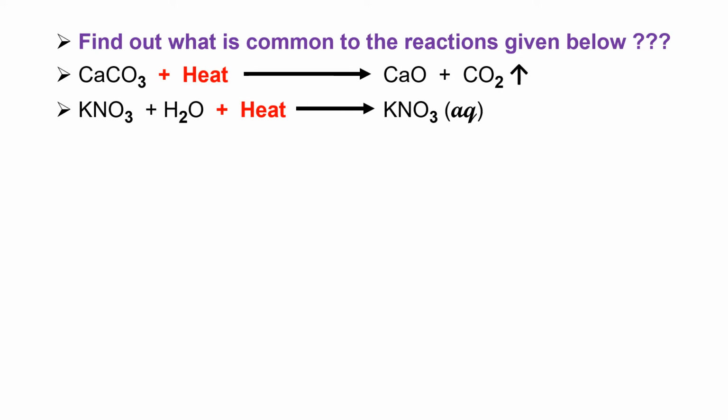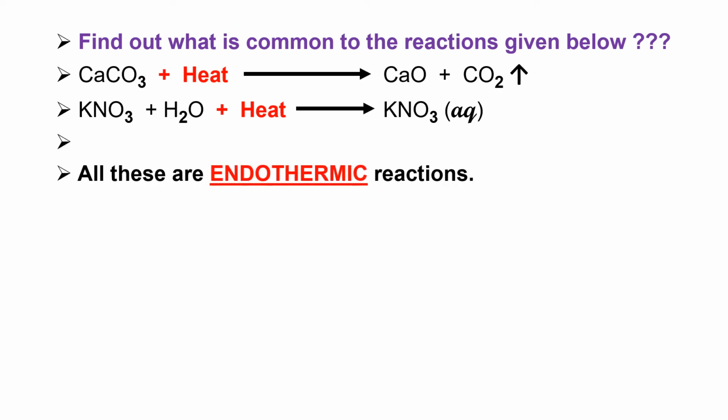So in the first reaction, we supplied heat to calcium carbonate, and when calcium carbonate was heated, it decomposed or broke down into calcium oxide and carbon dioxide. Second reaction, potassium nitrate plus water. You took potassium nitrate in a test tube and you put water in that and you shook the test tube, you will see that the test tube becomes cold. Why cold? Because heat is absorbed.